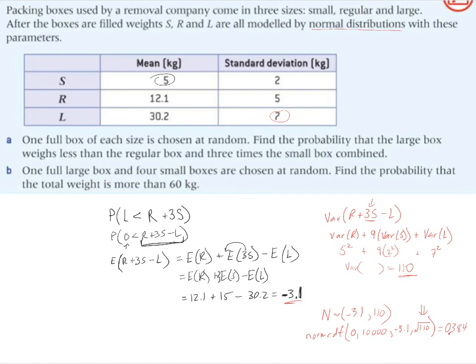0.384. Okay, we went from 0 to a big number because we wanted this number to be larger than 0, finding the probability that the number is larger than 0. So we start at 0, we went to a really big number, and we get the probability that they're asking for.